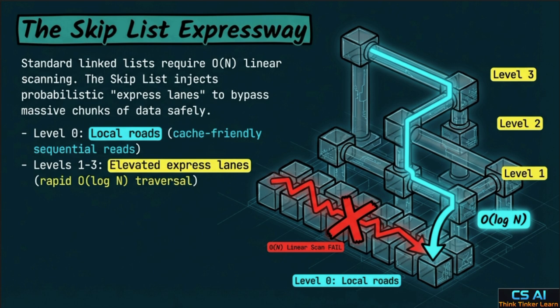Why the skip list? Standard linked lists require O(n) linear scanning, which is a total non-starter for large datasets. The skip list injects probabilistic express lanes. Level 0 is your local road for sequential reads, while levels 1 through 3 are your elevated express lanes, allowing you to bypass massive chunks of data and achieve that rapid O(log n) traversal.